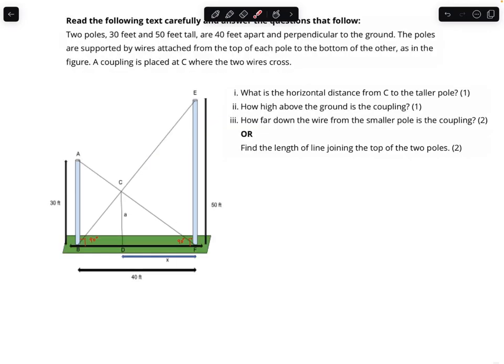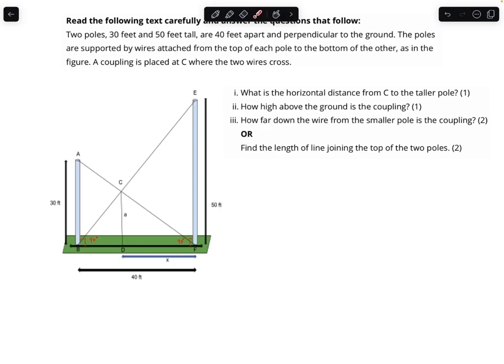Let's observe the diagram. AB and EF are two poles. AB is 30 feet and EF is 50 feet. B and F are the points on the ground. The distance between the two poles, that is BF, is 40 feet. CD is a perpendicular from C meeting the ground at the point D, and it is marked as A. The distance between D and F is marked as X.